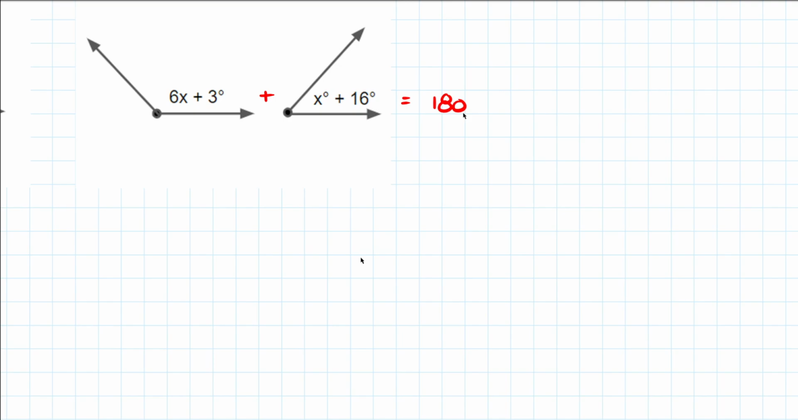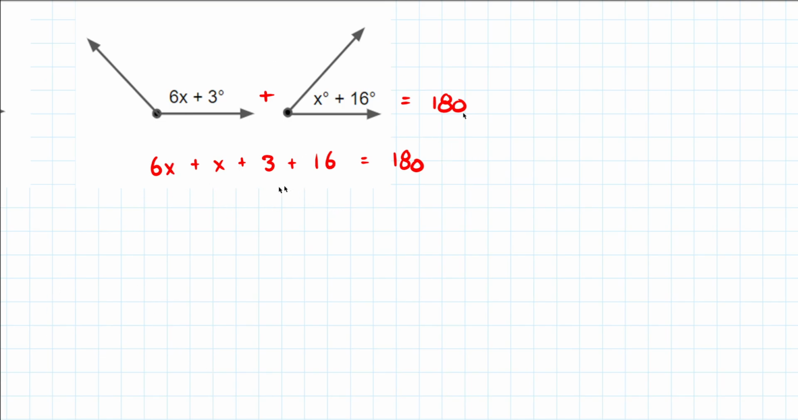Okay? Righteous. To solve this, I'm going to first reorganize. I'm going to move my variables next to each other. So 6x and x, those are my variables. So I'll move them 6x, and then that's a positive x, so plus x. I'll move my constants next to each other. So my constants are the numbers without variables, so 3 and 16. So plus 3 and plus 16. And then I'm going to say, hey, if I add all of these up, they're equal to 180. Done.